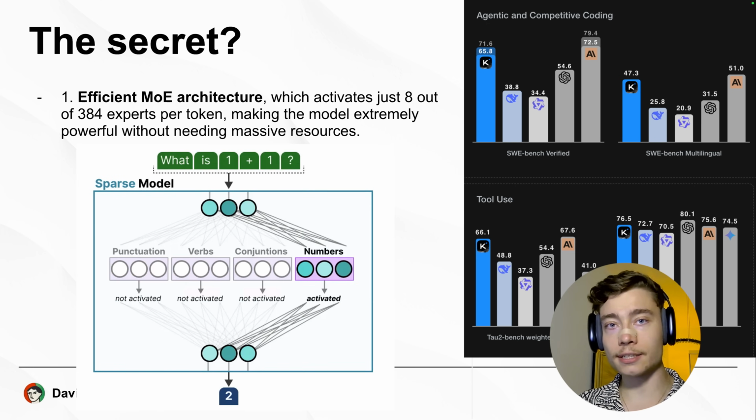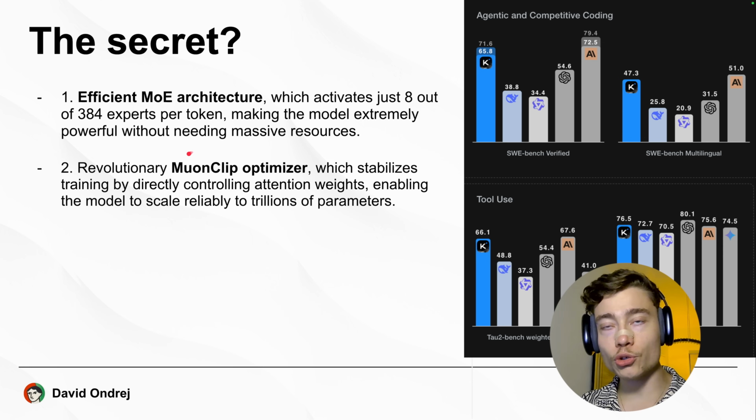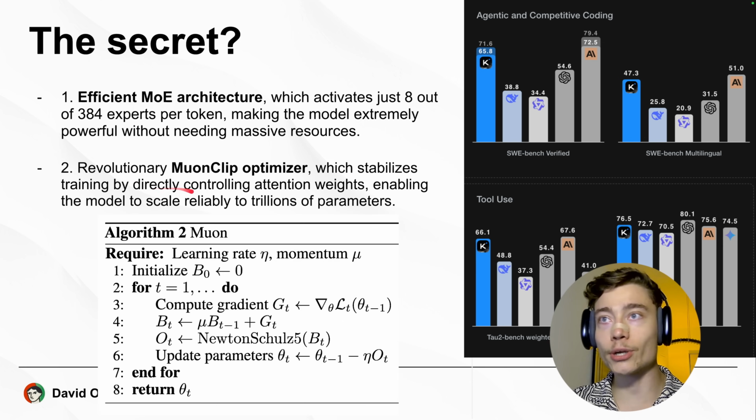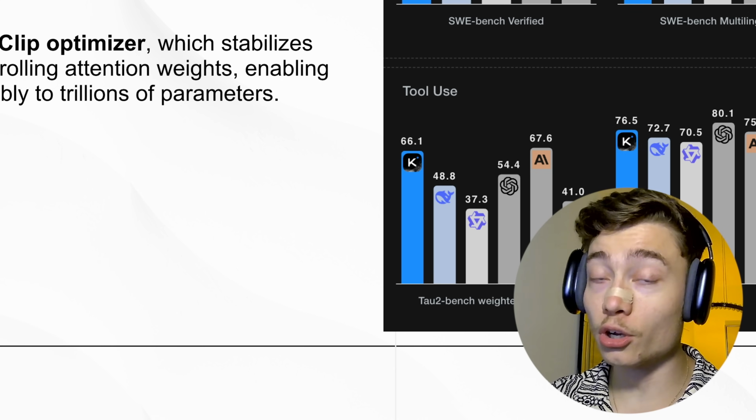Number one, it has an incredibly efficient mixture of experts architecture, which activates just 8 of the 384 experts per token, making the model extremely powerful without needing massive resources. Number two, it's a revolutionary MuonClip optimizer, which stabilizes the training by directly controlling attention weights, enabling the model to scale reliably to trillions of parameters. That's right, this model is huge.